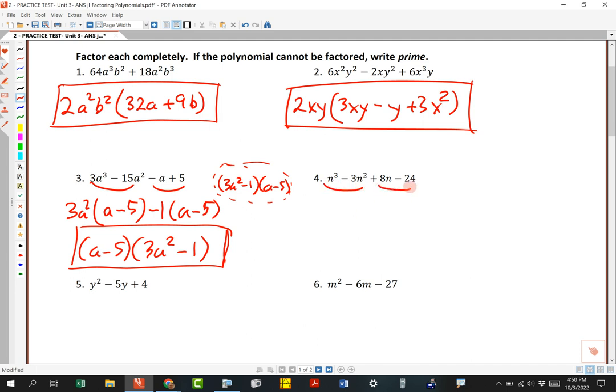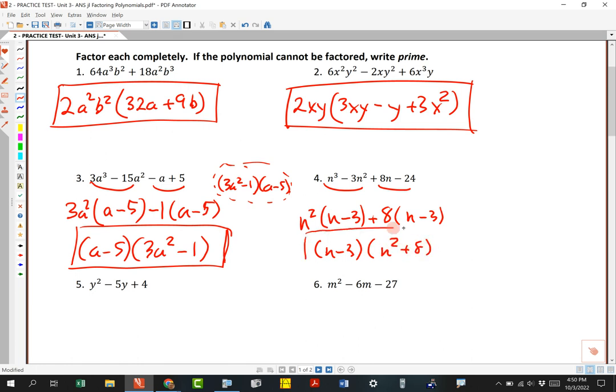So again, we're going to group like this, first 2 together and last 2 together. We're going to take out an n squared. We're left with an n minus 3. Out of here, we've got to take something out. We can take an 8 out. We always want to take out that leading sign, so we're going to be taking out a positive 8. We're left with an n and a minus 3. So I've got an n minus 3, and then I've got an n squared plus 8 left on this one.